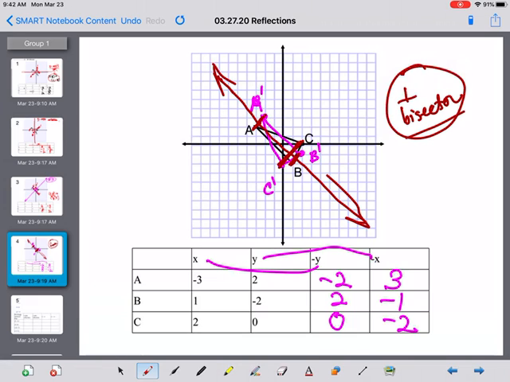So what line did we just draw? That is y equals negative x. It has a slope of negative 1, and the y-intercept is 0.